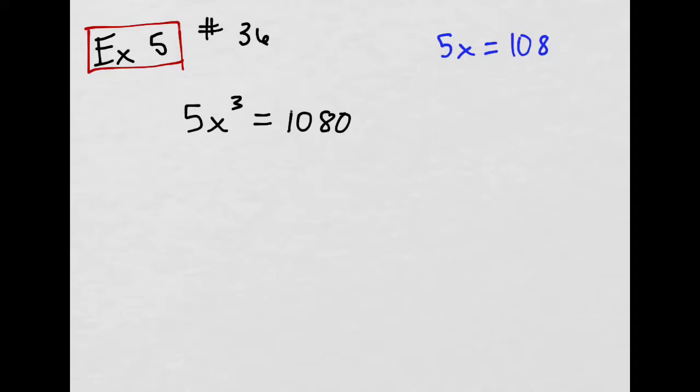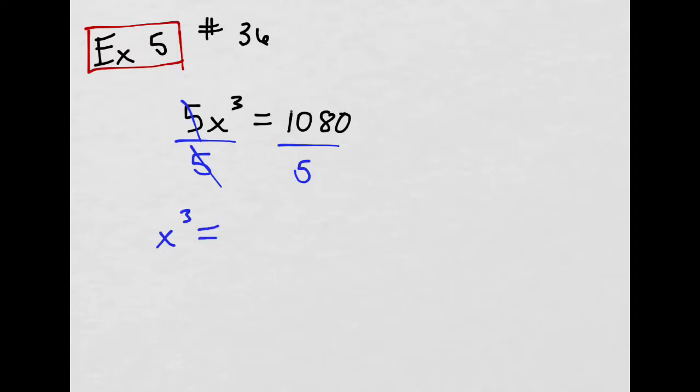But on this one, we have a little bit more to do. We actually looked at this before. Divide by 5, divide by 5. That goes away, and we have x cubed equals whatever 1080 divided by 5 is. I need to use my calculator. 1080 divided by 5, that's 216.